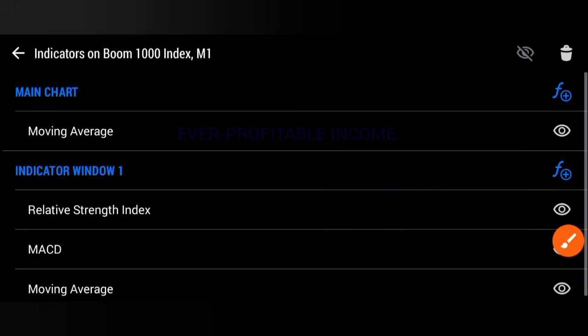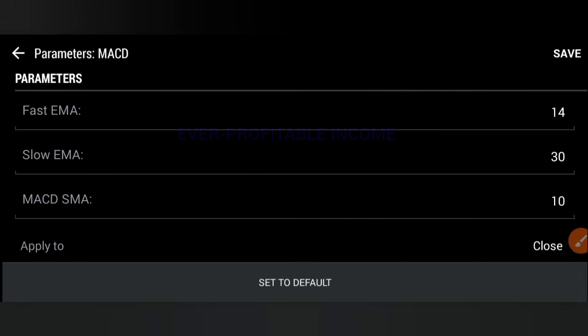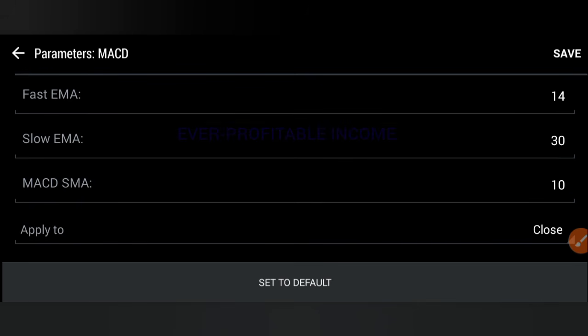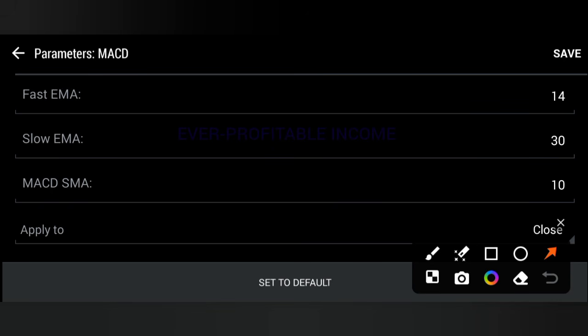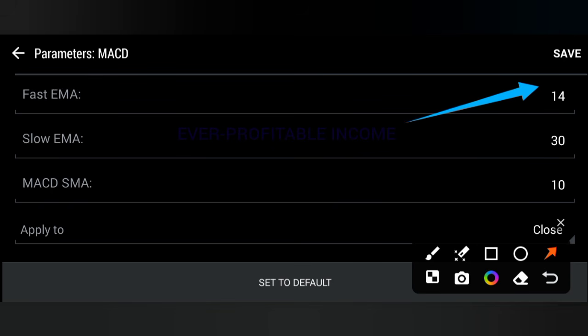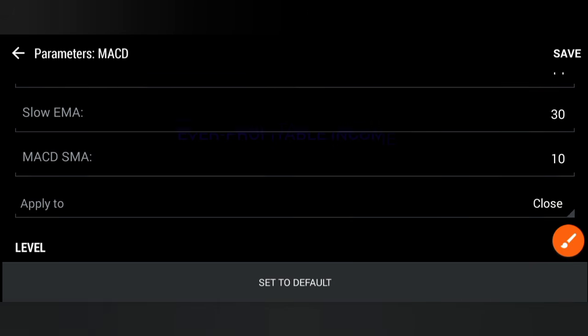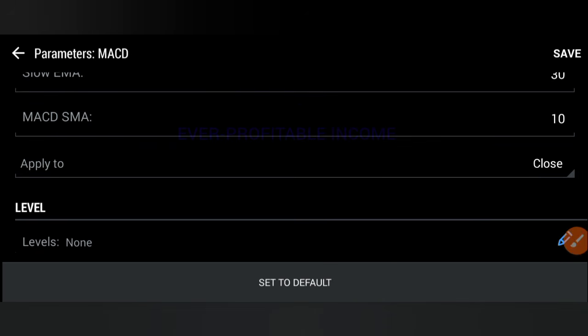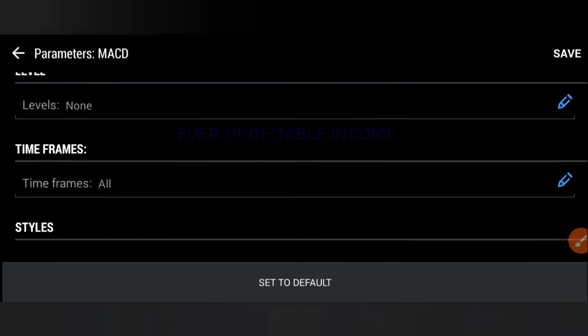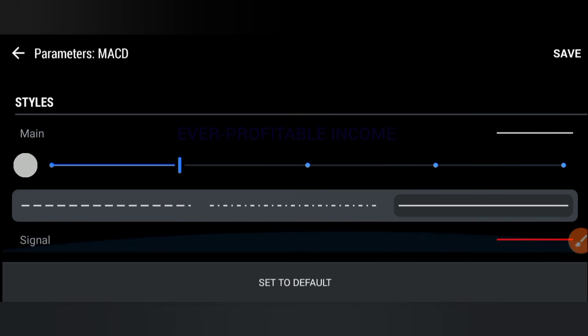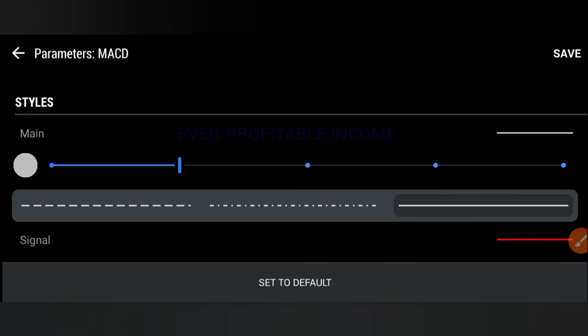So let's check the setting of the MACD. These are the parameters of the MACD. We have the fast EMA to be 14, the slow EMA to be 30, and then the MACD SMA to be 10. And then you have apply to close. Just take a screenshot of it. Then there are no levels. Then you just add the colors to your style and the signal. You can use the default color, and after that you click on save.